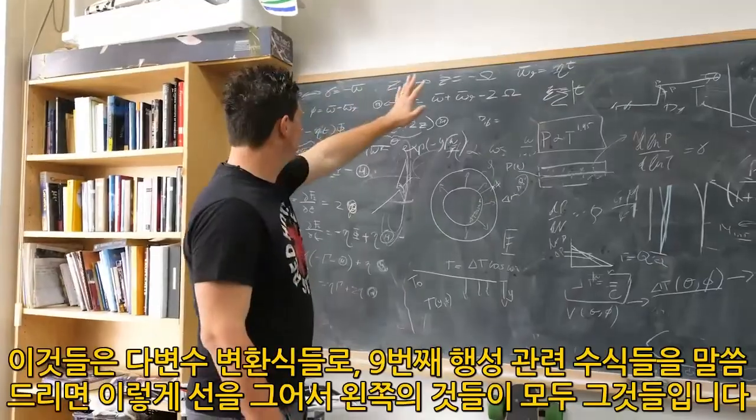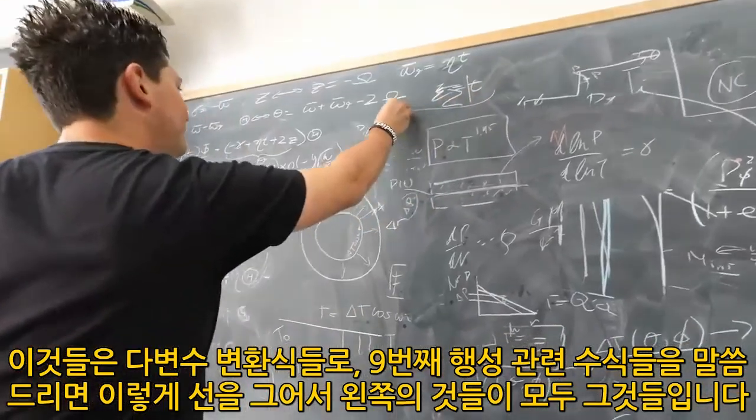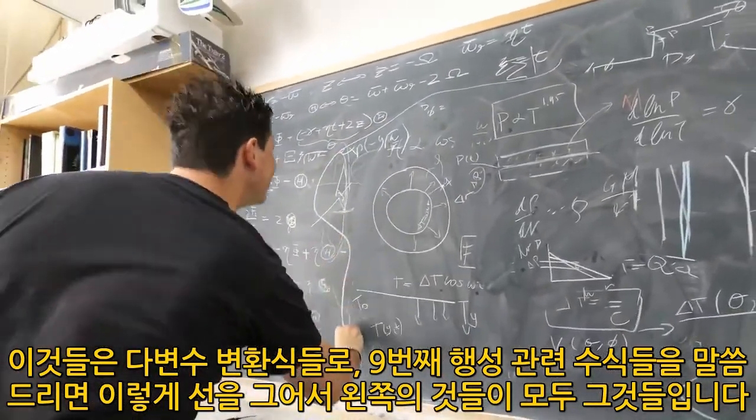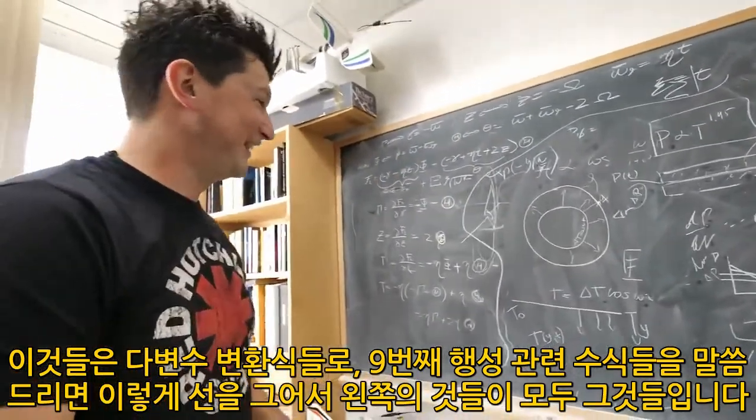These are variable transformations. I'll tell you where the Planet 9 boundary lies. It's like that. So everything to the left of that is all Planet 9.